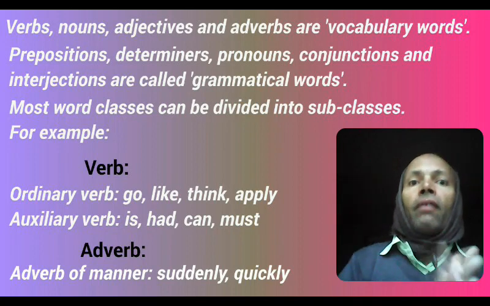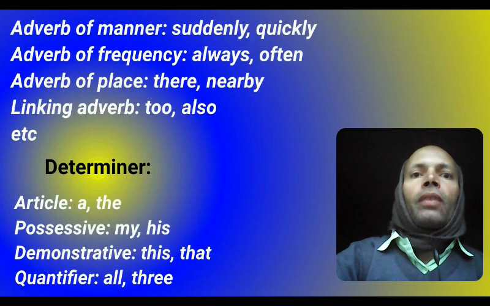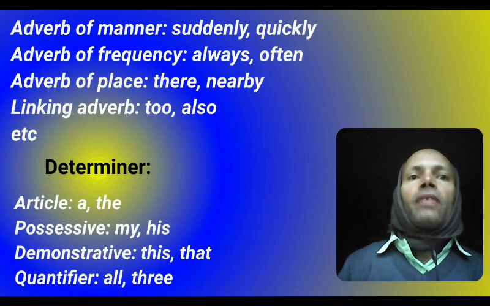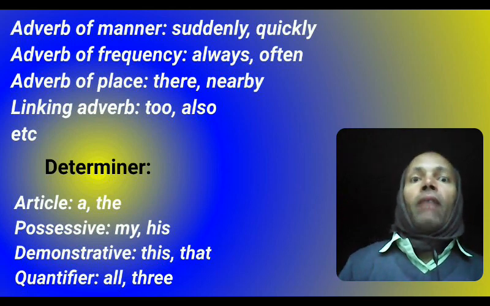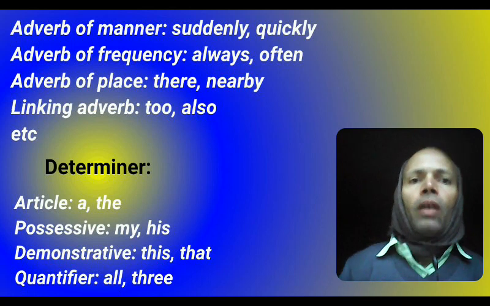We can have adverbs of manner. We have a couple of examples here: suddenly and quickly. Similarly, we can have adverbs of frequency, and a couple of examples are always and often. We can have adverbs of place, and a couple of examples are there and nearby. We can have linking adverbs, and a couple of examples are to and also.